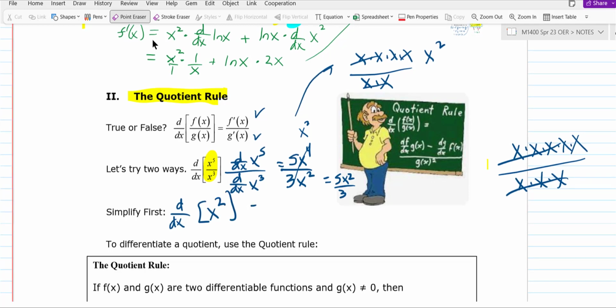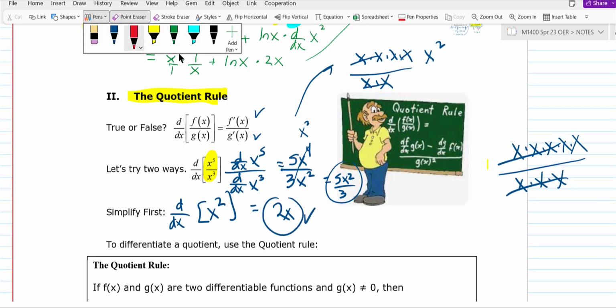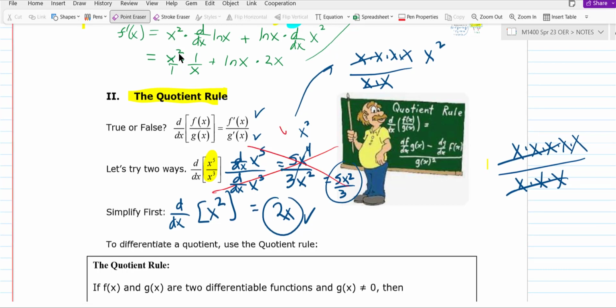Okay, what's the derivative of x to the 2nd? 2x. So notice we got 2 different answers. The right answer is 2x. This one is wrong, so in your notes, you want to make sure that you loudly somehow say that that's wrong. The point of doing that is to show you that products and quotients don't work that way. You can't just do the derivative of the numerator divided by the derivative of the denominator. It doesn't work in most cases. There are maybe a few cases where it does, but most of the time it doesn't.